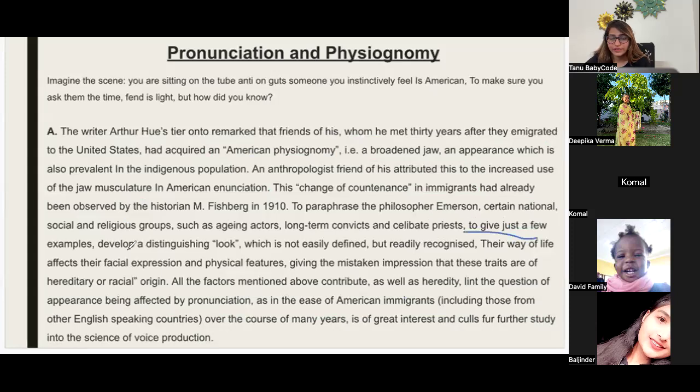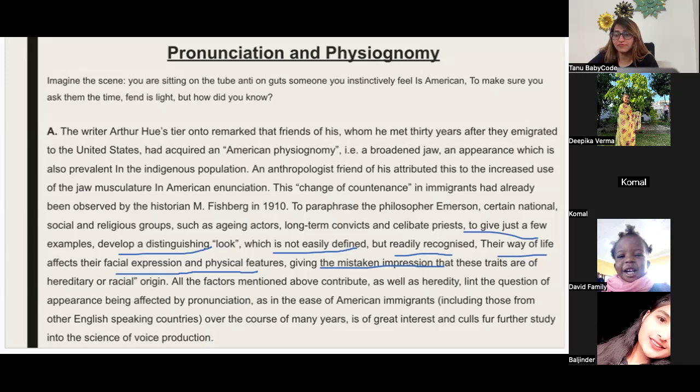To give just a few examples, they develop a distinguished look which is not easily defined but readily recognized. Their way of life affects their facial expressions and physical features, giving the mistaken impression that these traits are of hereditary or racial origin. All these factors mentioned above contribute, as well as heredity. Link the question of appearance being affected by pronunciation, as in the case of American immigrants, over the course of many years, is of great interest.